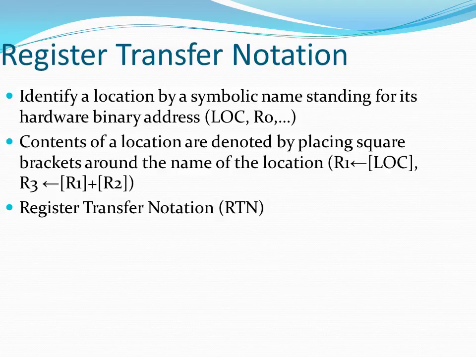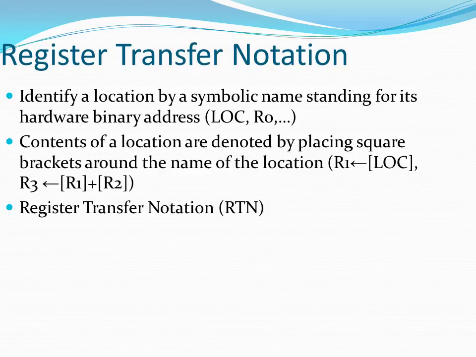And here we have some notations for representing our instructions. The first one is register transfer notation. Identify a location by a symbolic name standing for its hardware binary address. We have some addresses, and each address is represented by a symbolic name. For example, the location LOC is a symbolic name, and R0 is our representation of a general purpose register. The contents of a location are denoted by placing square brackets around the name of the location.